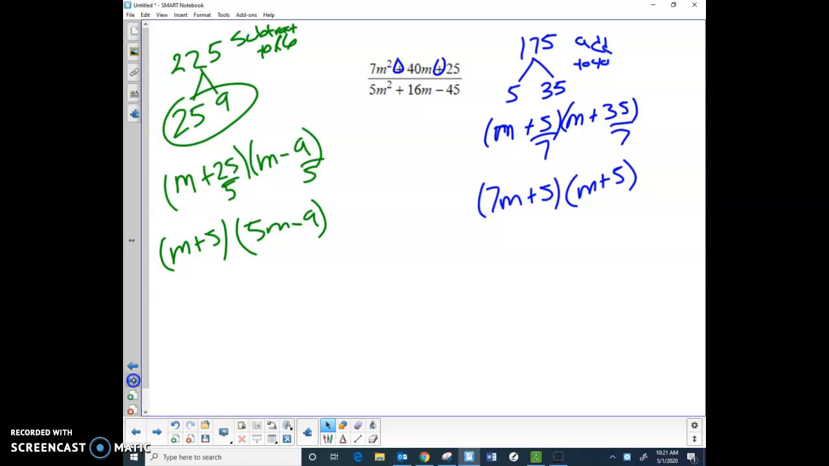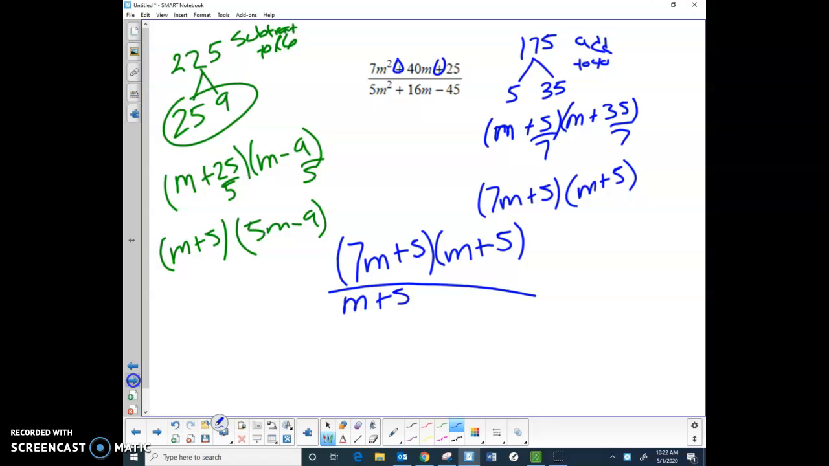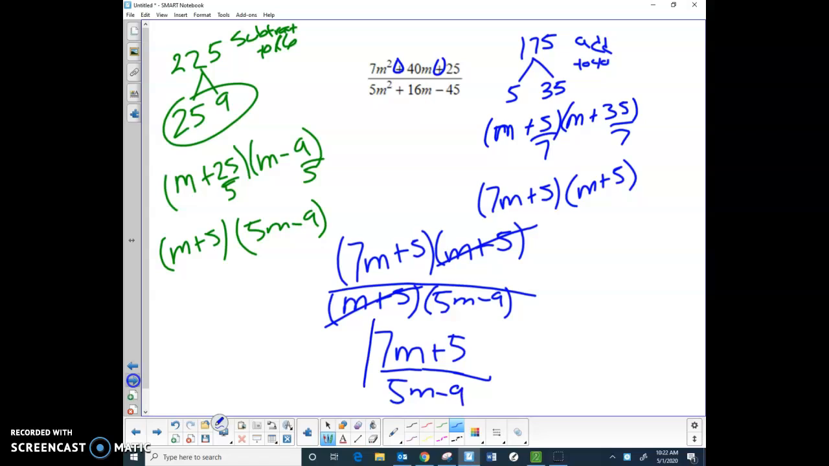To rewrite this now, our numerator is 7m plus 5 times m plus 5, over m plus 5 times 5m minus 9. We've got m plus 5 on the top and m plus 5 on the bottom, so those will cancel out, and we are left with 7m plus 5 over 5m minus 9. That is what we're doing this week. It's just simplifying, so factoring and canceling. We're taking those factoring skills and practicing them to use them to cancel.